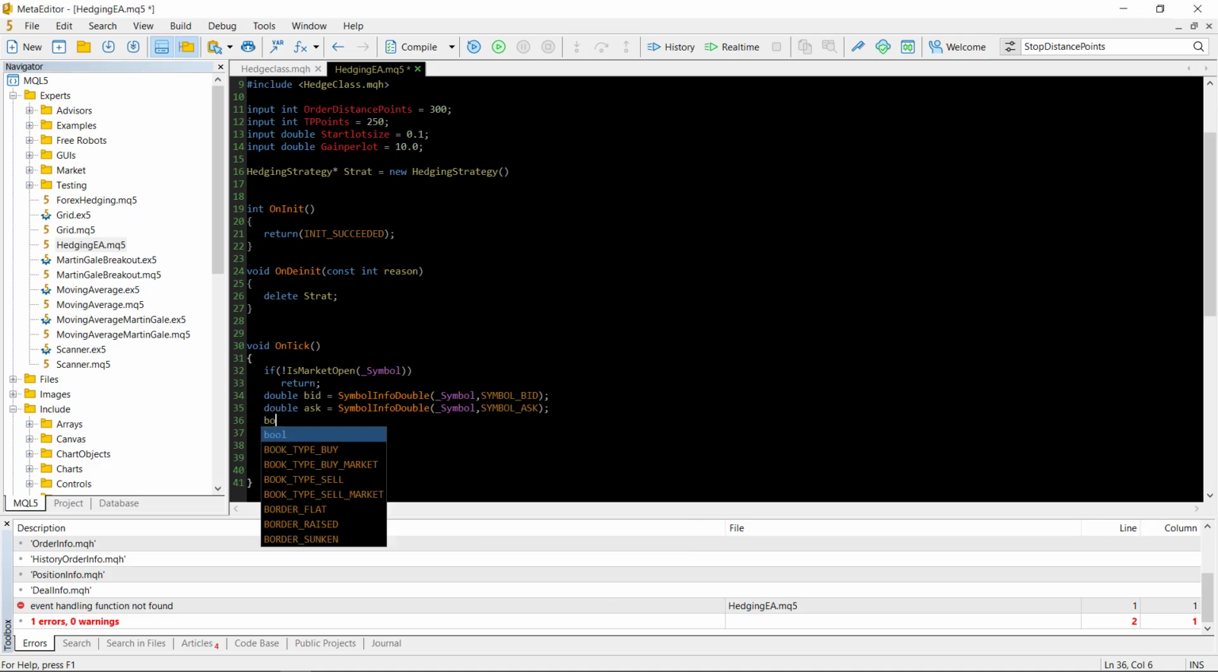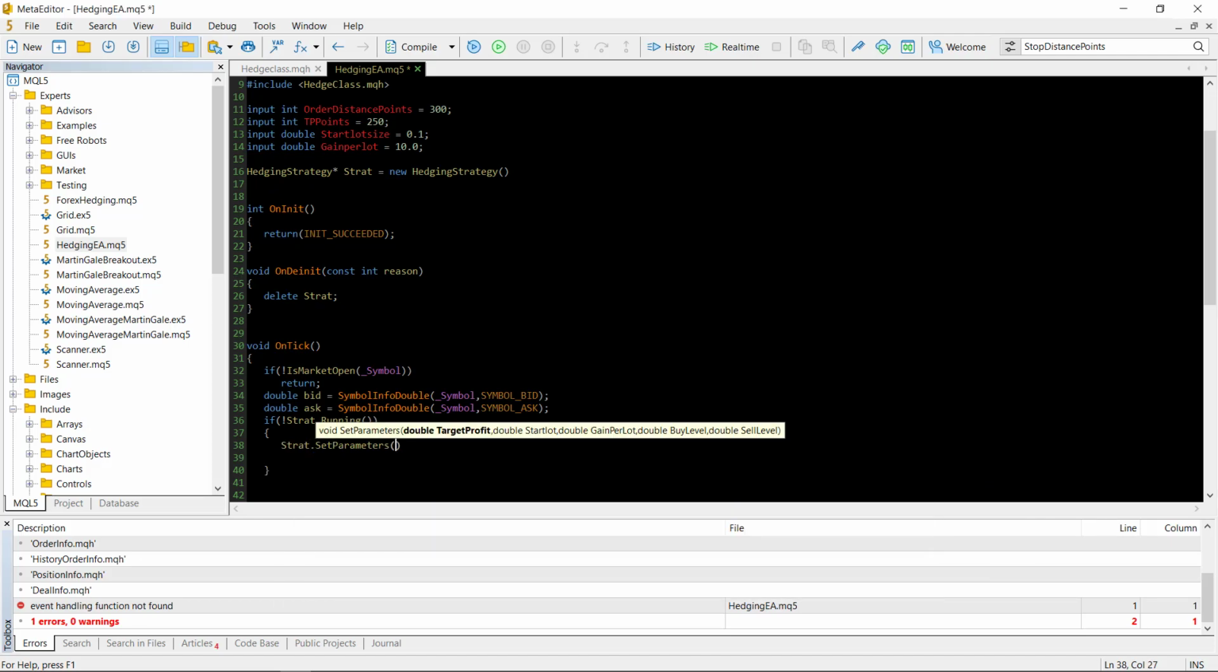First, we will get the bid and the ask price. If the strategy is not running, we initialize it with the given parameters. Take profit points times point will be the target profit, start lot size is the lot size we will use, gain per lot is the amount we would like to make when closing a lot, the buy price is the ask plus order distance points times point, and the sell price is ask minus the same term. Then we call the strat.run function.